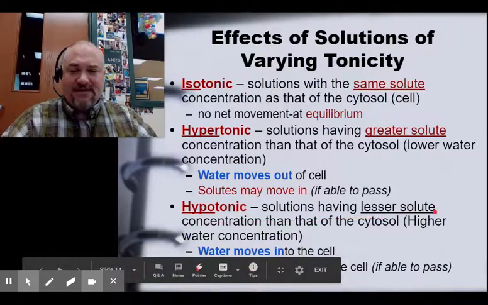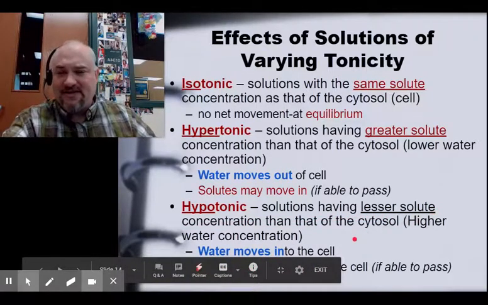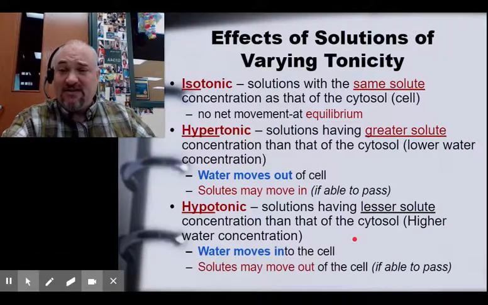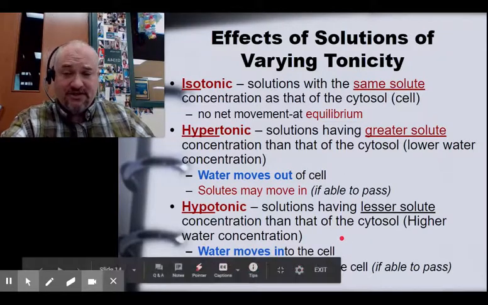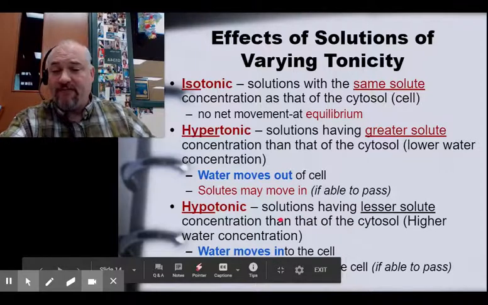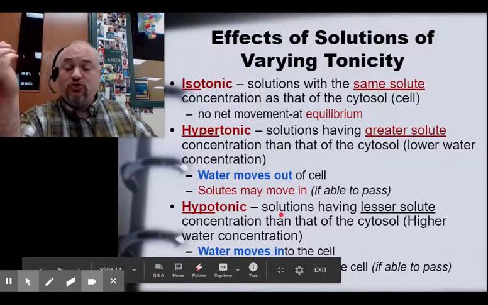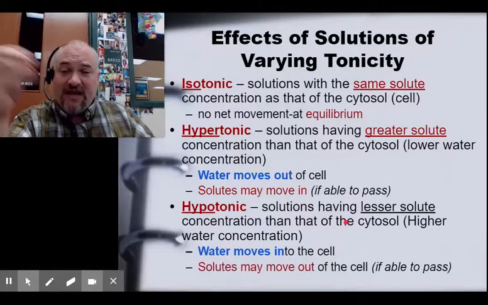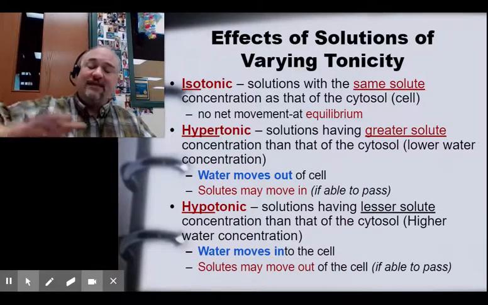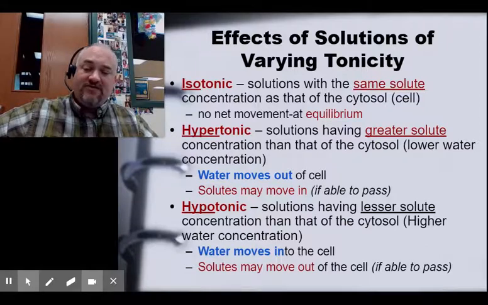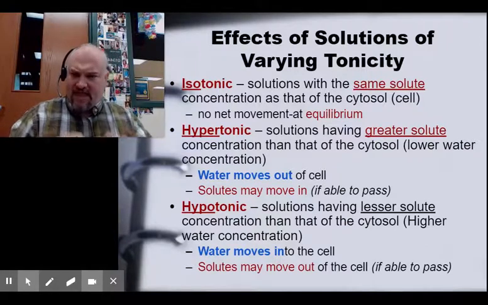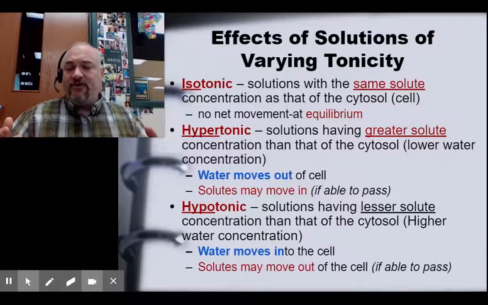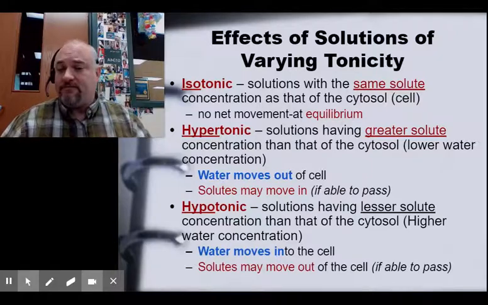Okay, less solute outside the cell than in, which means you have a higher water concentration outside. So less solute outside means you're closer to pure water, right? So pure water would be a super hypotonic situation. So high water outside, water is going to want to move in, like we talked about with the plants in the last section of the notes. Water moves in, adds pressure inside the cell, and solutes may move out if they're able to.